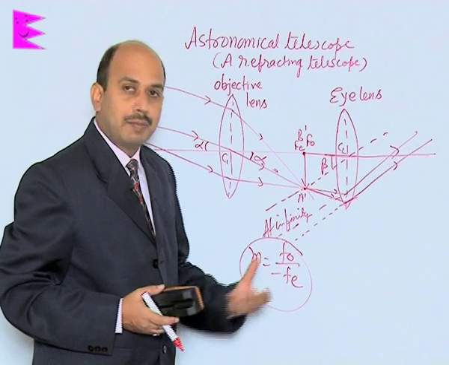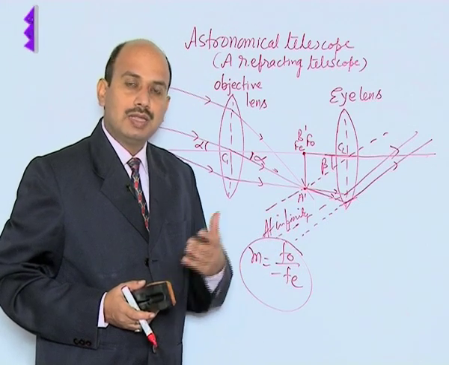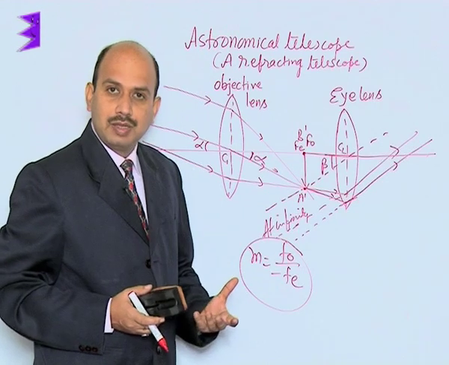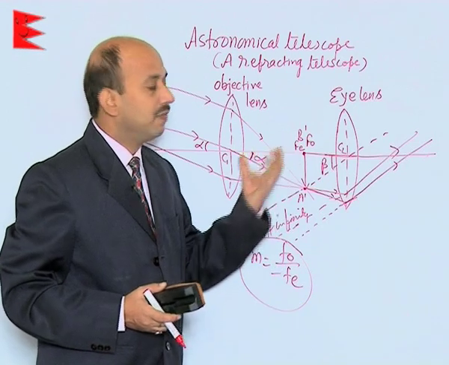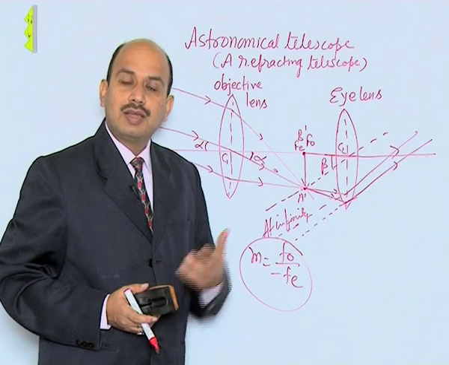We can also get the magnifying power of the telescope in case the final image is formed at the least distance of distinct vision, that is at 25 centimeters, and this we have already done. But this is a refracting type telescope. Now, we will study about the reflecting type telescope.